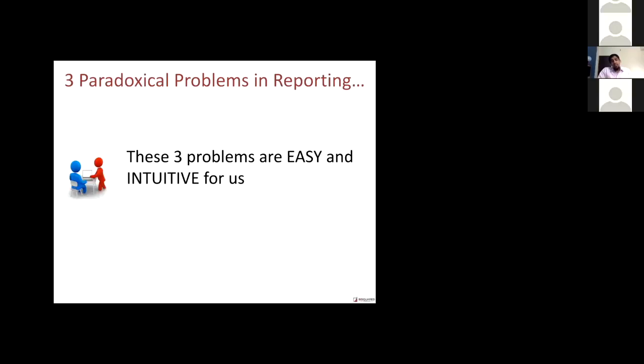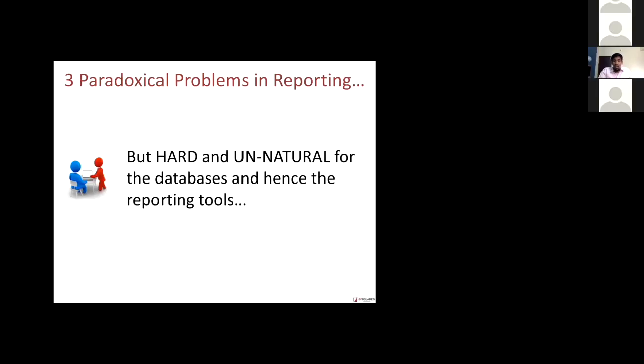These three problems, if I take any one of you in this audience and give them to you to do, you would find it very easy and intuitive. And if I ask a database to do it, it will find it hard and unnatural. It's quite surprising in this world of big data, where we have millions and billions of records being summed up in fractions of seconds, that something we easily do, databases struggle with. What is that? That's the paradox really.